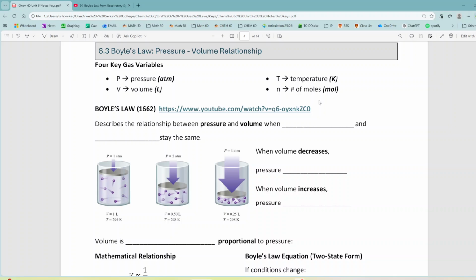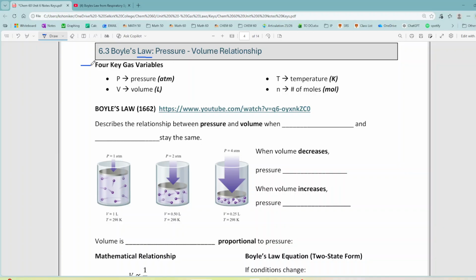The next thing that we're going to do is run through, is it 4 or 5? I think it's 4. 4 different laws that you will be responsible for within the gas laws unit. So the first one is going to be Boyle's law, which is the relationship between pressure and volume.